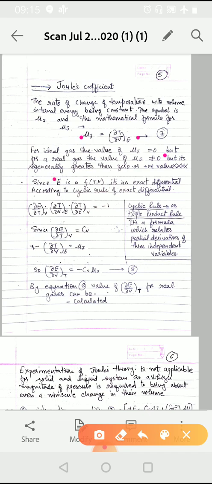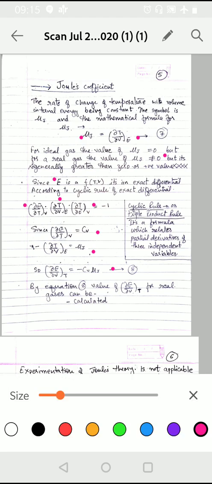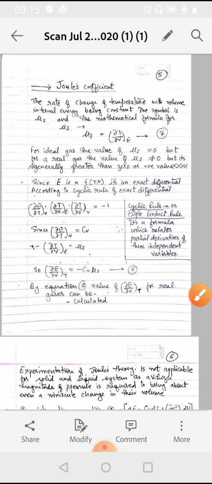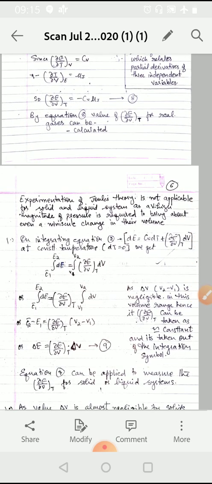Since E is a function of temperature and volume, it is an exact differential. And according to the cyclic rule of exact differentials, we see that (∂E/∂T)_V · (∂T/∂V)_E · (∂V/∂E)_T is equal to -1. And we have seen that (∂E/∂T)_V is equal to Cv and (∂T/∂V)_E is equal to μj. So (∂E/∂V)_T comes to be minus Cv μj. By this equation, (∂E/∂V)_T for real gases can be calculated.